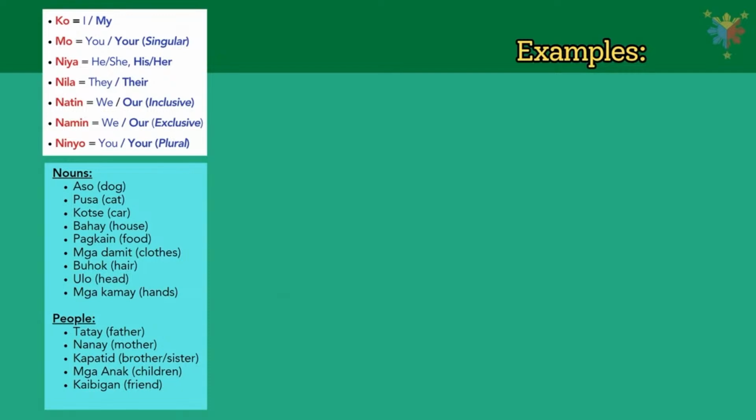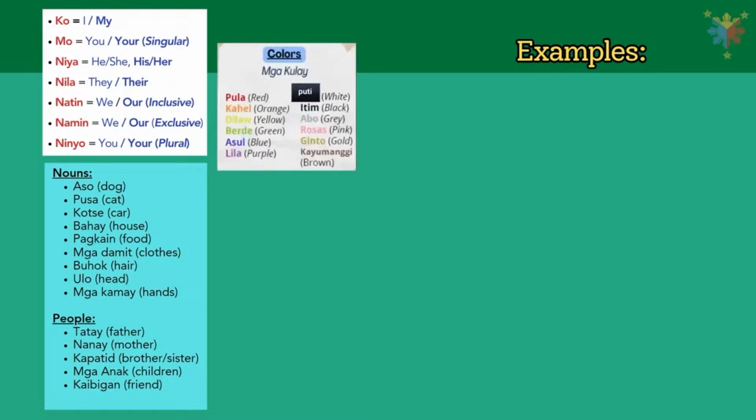Now here are some words for people that you might know. Tatay, father, nanay, mother, kapatid, brother or sister. So that's gender neutral. Kapatid is a brother or a sister. Mga anak, children, kaibigan, friend. And now here are some adjectives.